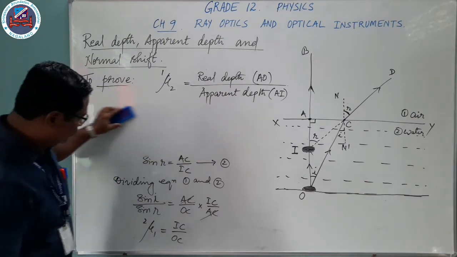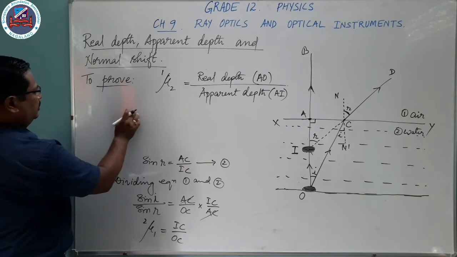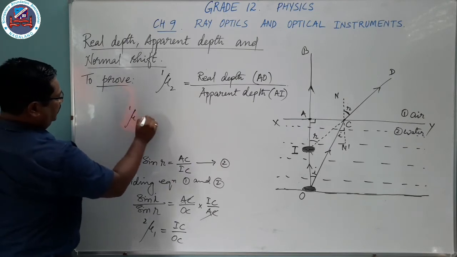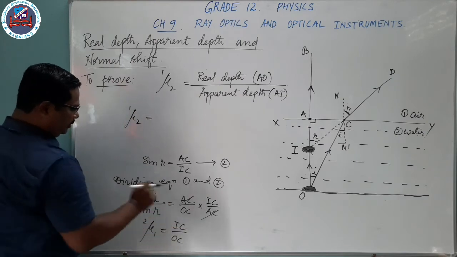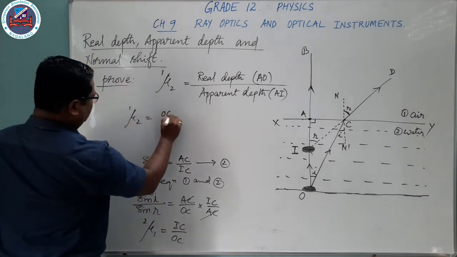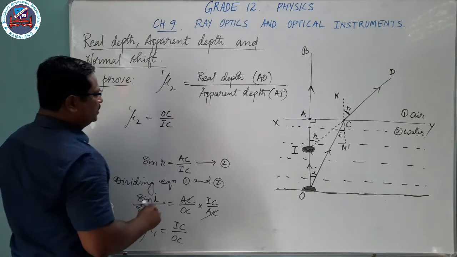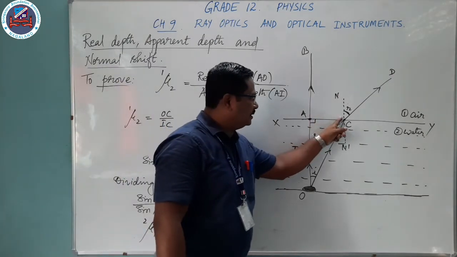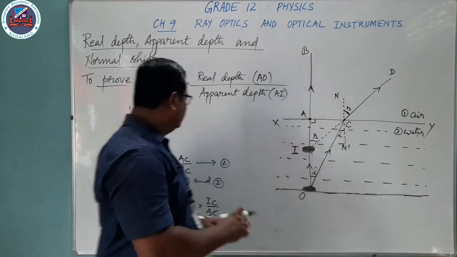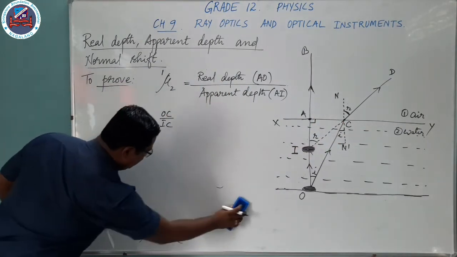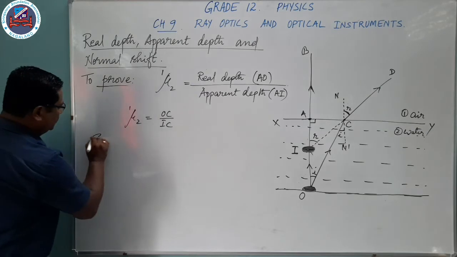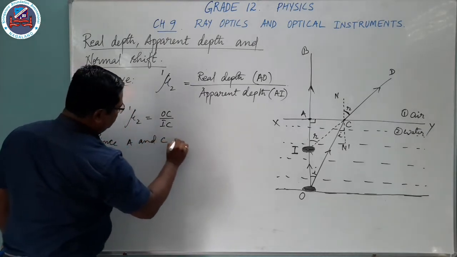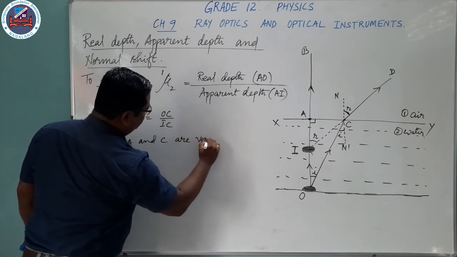So if I take the reciprocal, it will look like this: refractive index of the second medium with respect to the first. Then this one also gets reversed, OC by IC, like this you will get it. Now since A and C, as I have said earlier, are very close to each other, you write down one sentence.